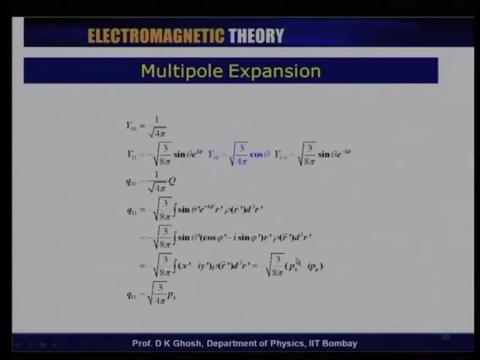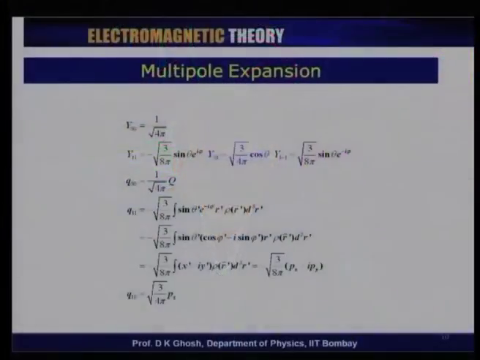Just to remind you that we had seen that Y_lm, at least the first three, are what we require. Y_00 is 1 over square root of 4 pi. Y_11, remember that Y_lm and Y_l,-m are related by (-1) to the power m times the complex conjugate of each other.